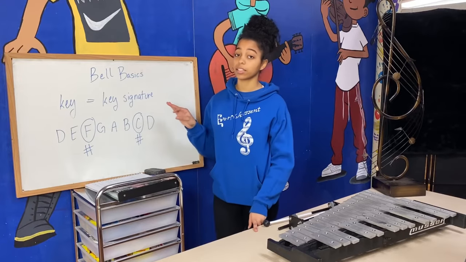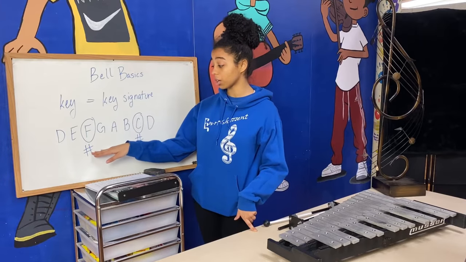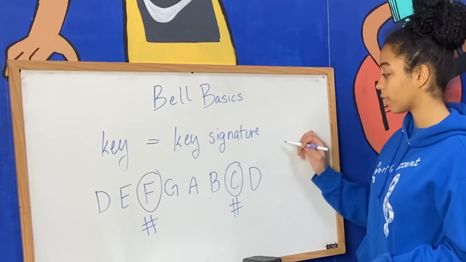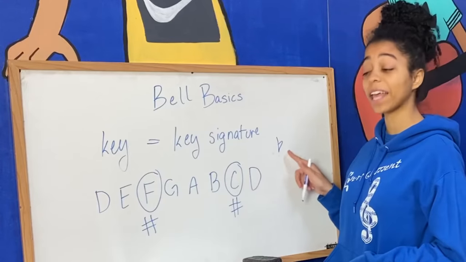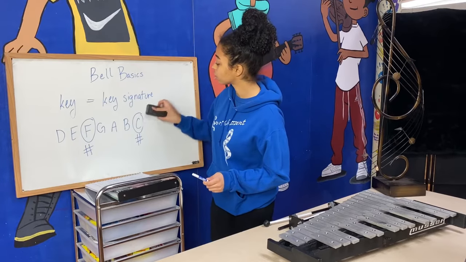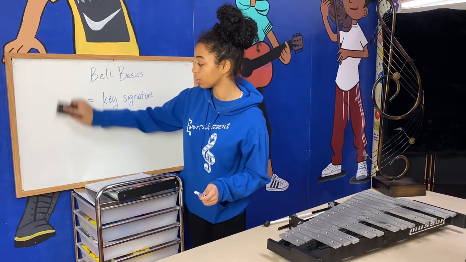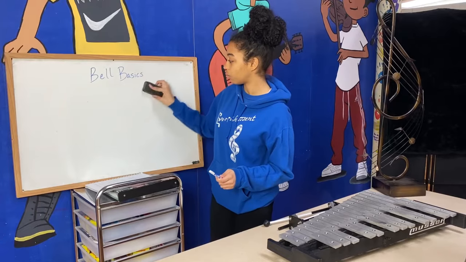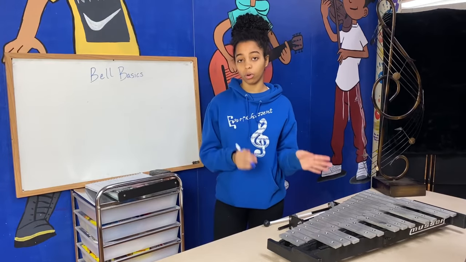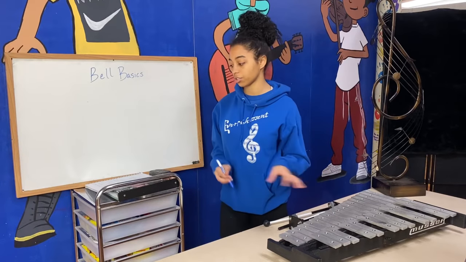Now, every key signature for a scale is different. There's a different amount of sharps, and if we're working in flats, there's a different amount of flats. So, to find any major key signature, there is a combination of whole steps and half steps to follow. This only works on major key signatures.